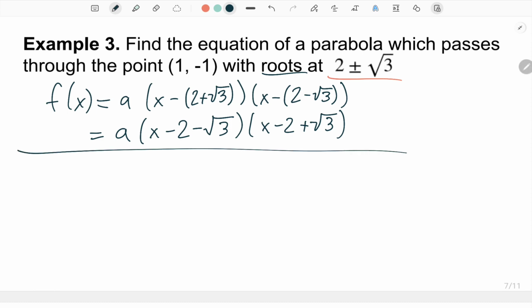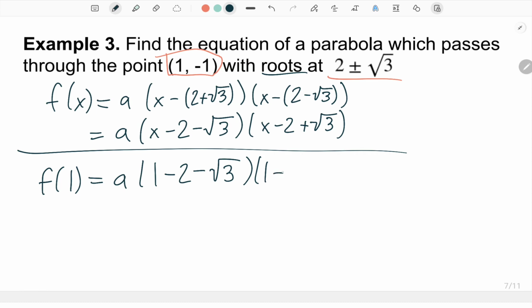So that's part 1. Part 2 is let's make use of this point. If we're finding the specific equation, we just need to substitute that point into our function. So f of 1, what is that going to be equal to? Well, that's going to be a times, just use what we had up above, 1 minus 2 minus root 3, 1 minus 2 plus root 3. Looks messy, but it's manageable. And we know in the end, that's going to be equal to negative 1.